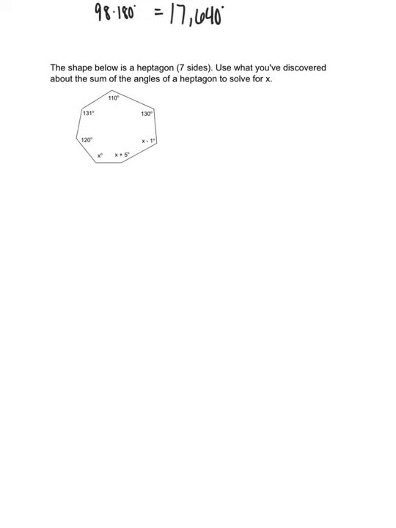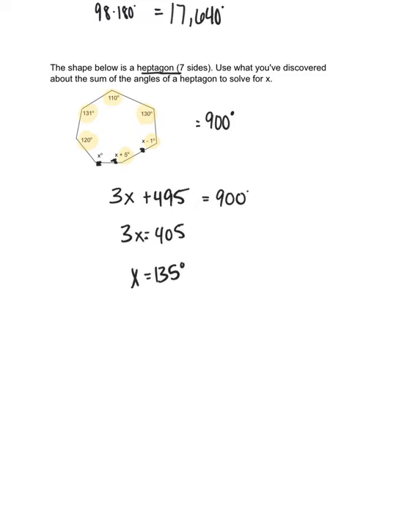Lastly, I want you to use what you know about the sum of the angles of a heptagon to solve for x. Since I know the sum of the angles in a heptagon is 900 degrees, I'm going to write an equation and set it equal to 900 degrees. Writing my equation and combining like terms, I have 3x's, and then adding up the highlighted numbers gives me 495. Together, that 3x plus 495 degrees has to equal 900 degrees, so I can solve this equation and get my answer of x equal to 135 degrees.